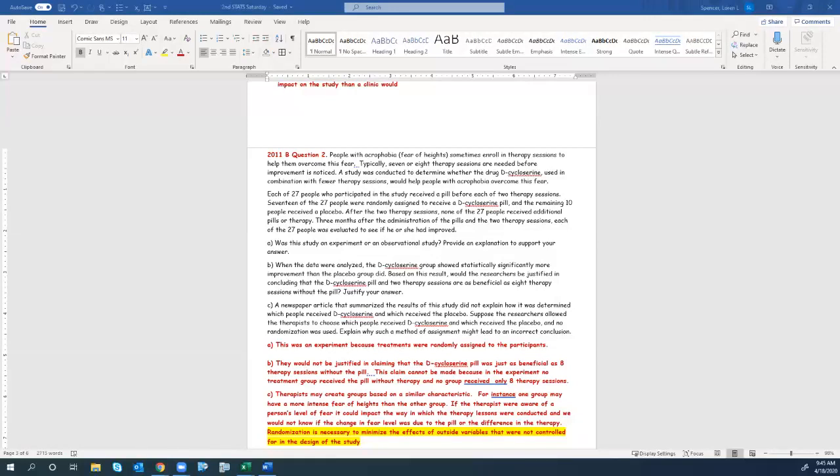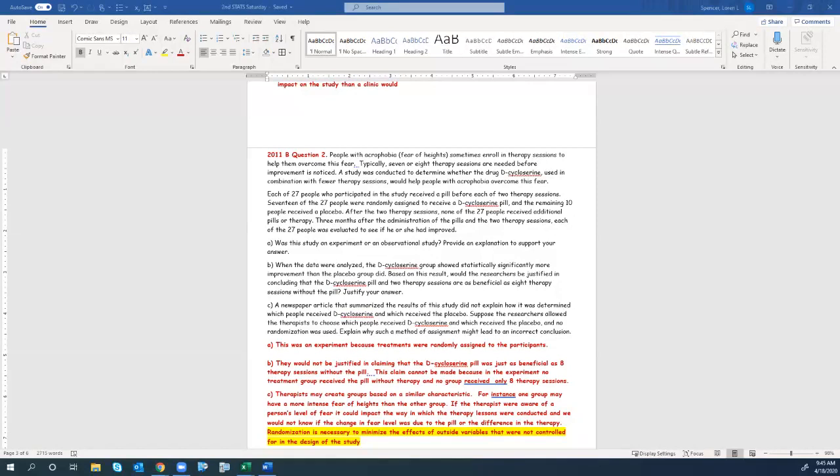So I'm going to back up. Was the study an experiment or observational study, providing an explanation to support your answer. Well, this was an experiment, and it was an experiment because treatments were randomly assigned. Two things: treatments must be assigned, and they must be done randomly. So if they're assigned randomly, we're dealing with an experiment. Now, how good of an experiment? That's up for debate, but at least it's an experiment because treatments were randomly assigned.